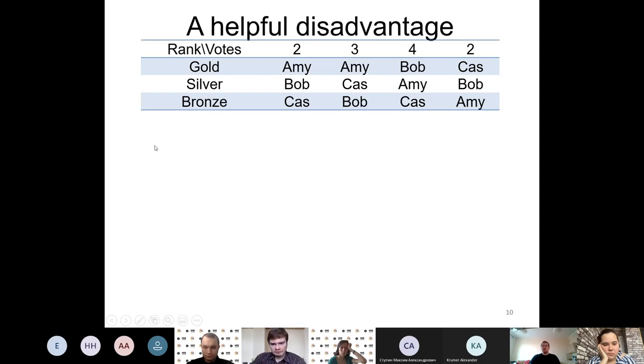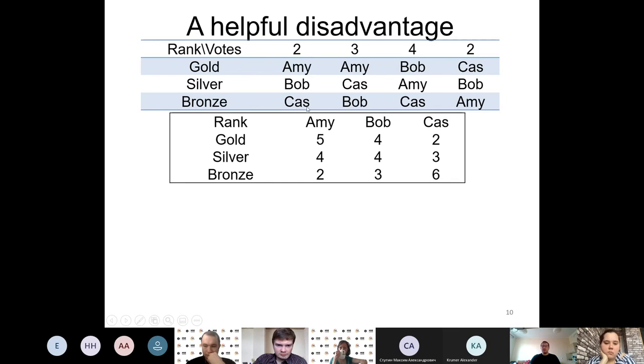And here a helpful disadvantage of scoring rules will help us. So for instance, consider a profile with 2 plus 3 plus 4 plus 2, so 11 races and 3 candidates. And as we see here in this profile, Amy takes 5 first positions here, 4 second positions here, and 2 last positions here. And Bob has a distribution of positions 4, 4, 3, which is definitely worse than the positions of Amy. And Cass is the worst here according to the positional distribution.